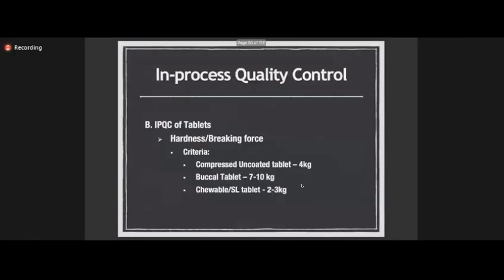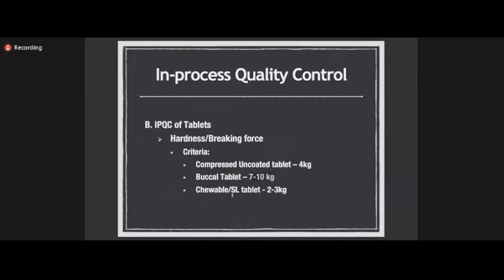Okay. So, criteria, ano ang ating specifications for hardness testing? For plain uncoated tablet, we have 4 kilograms. So mga normal tablets, 4 kilograms. Si buccal tablets, para saan si buccal tablets? For slow release. So gusto natin slow ang release, slow ang disintegration. So of course, gusto natin mas hard. Pag hard, again, matagal mag-release, matagal ma-dissolve. So gusto natin matagal ang effect. So they are generally higher in hardness.